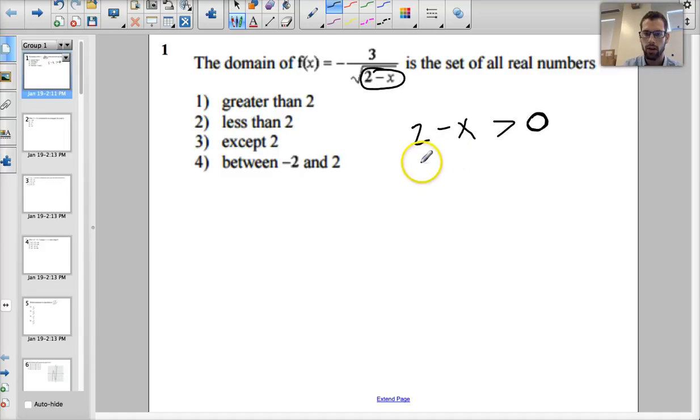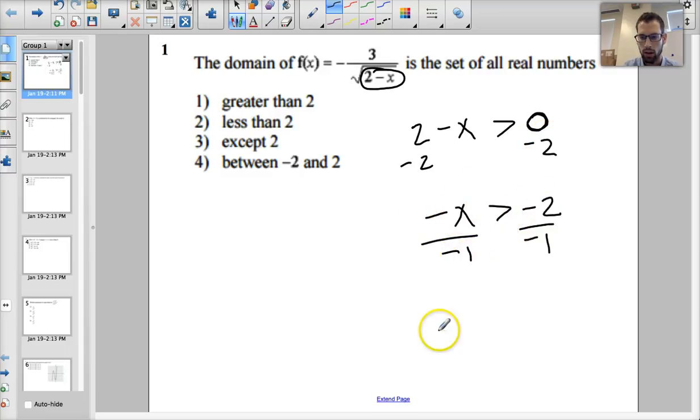And now I solve. So I'll subtract 2 from both sides, and I get negative x is greater than negative 2, divide by negative 1, divide by negative 1. When I do that, I have to flip the sign, and I get x has to be less than 2. That would be answer choice number 2.